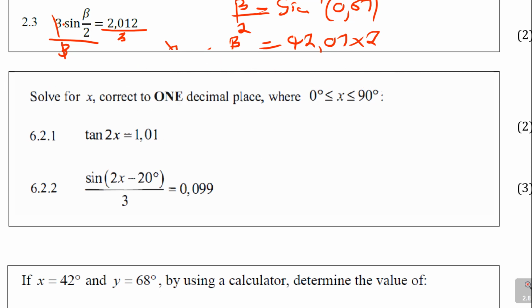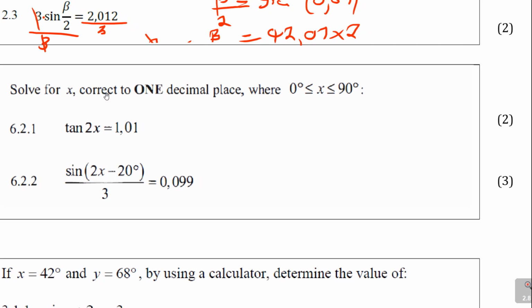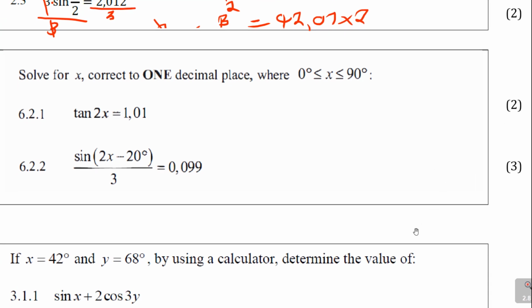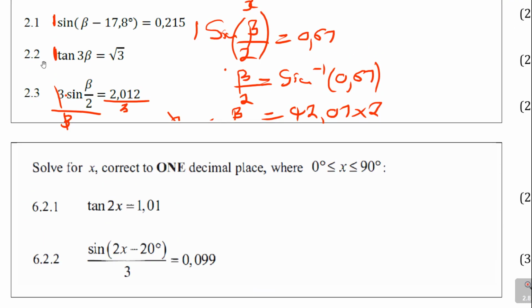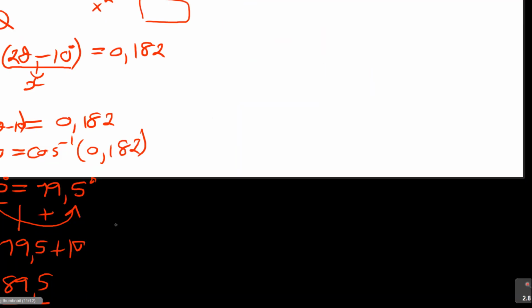Next one, it says what? So for x correct to 1 decimal place where 0 is less than or equal to x is less than 90 degrees. Can you try this one also? Similarly, we have done this. Actually, there are 2 questions we have done. This one is similar to this one. And this one is similar to one we did previously.